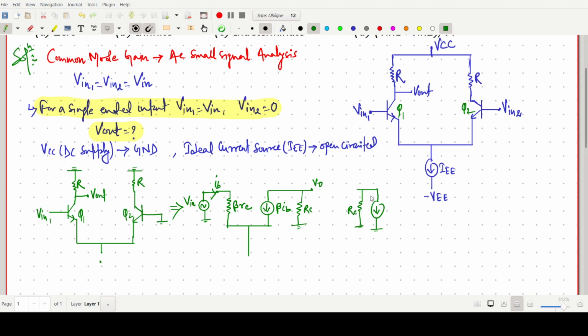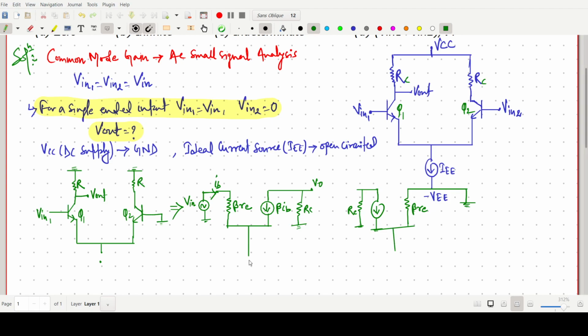I am writing RC. You can also write it as RC or simply R, because it is the collector resistance RC. And the other one is just open. This part will be beta RE. Both the transistors are matched, and this is somehow connected to ground.